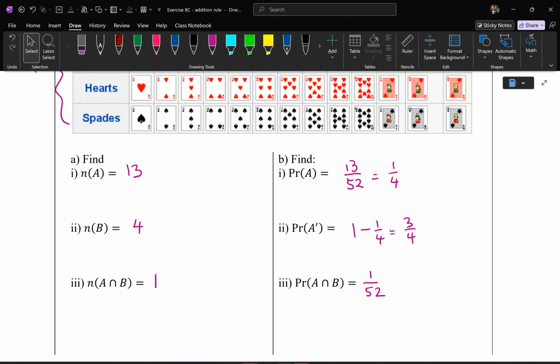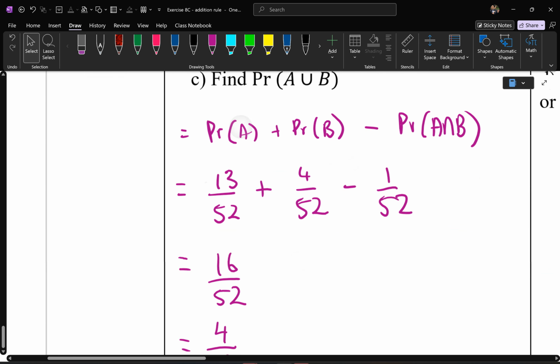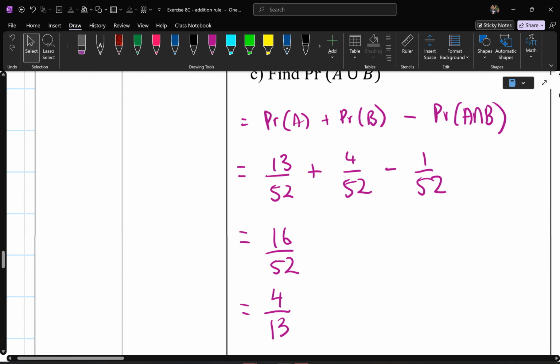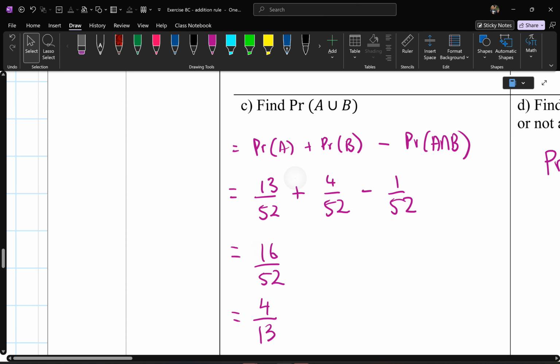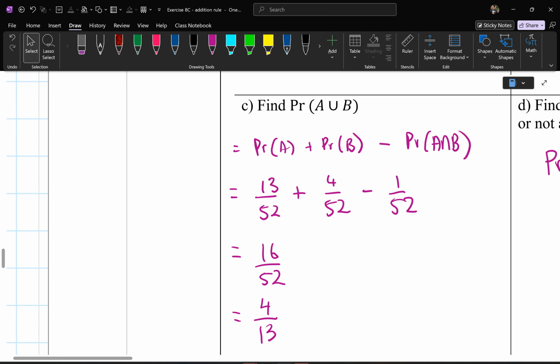Next one, following on from what we just learnt, union, which is A union B. You just use what you've got so far to then solve. Most of you should have got this one. So A union B. You said you got A, 13 out of 52. I just changed it to 4 out of 52. And you should get 4 out of 13. Hands up if you got 4 out of 13. Okay, that's a good percentage again. Good. Okay, now the last one.